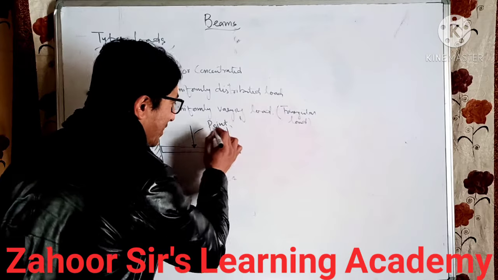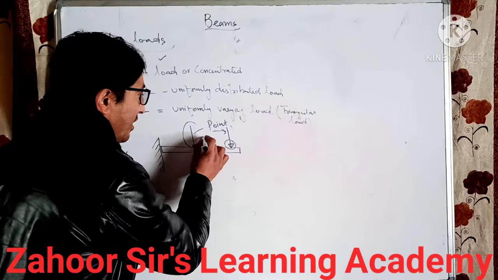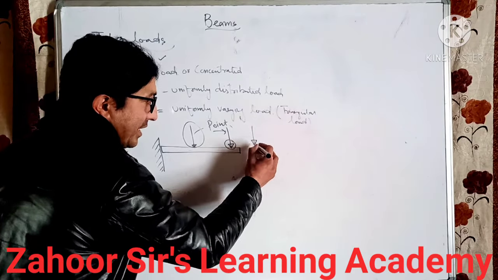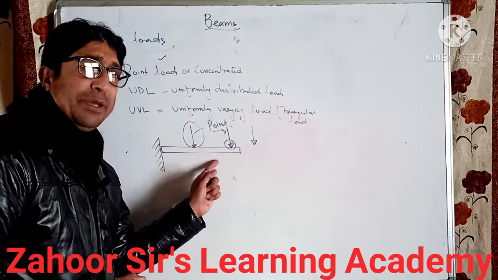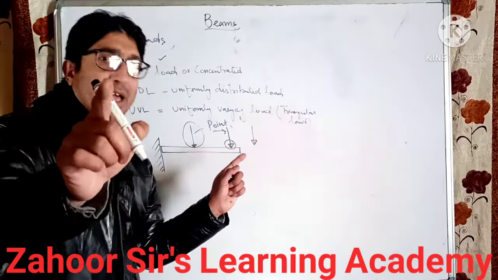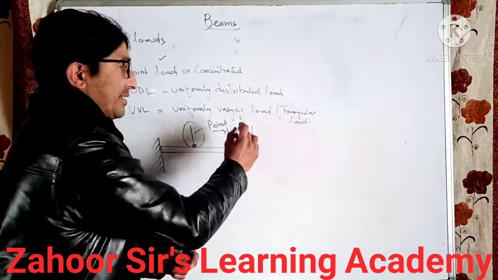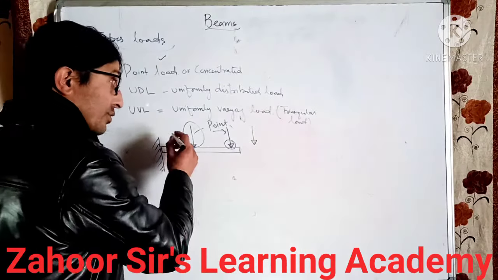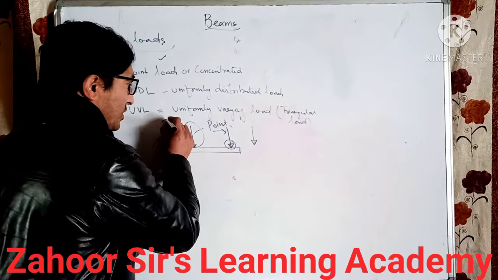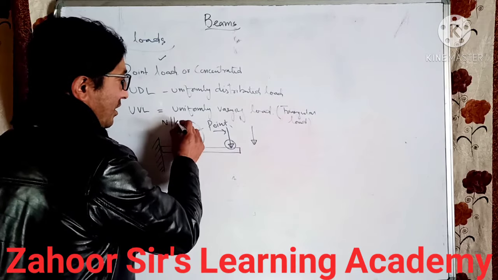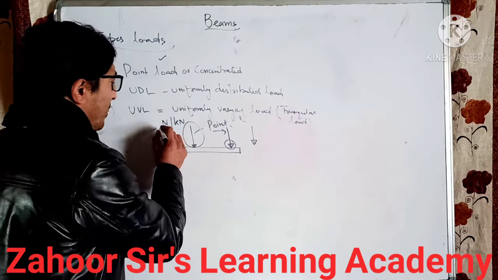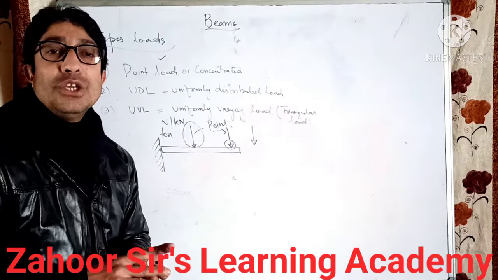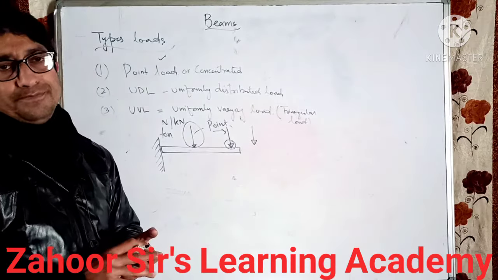And its graphical representation is like this: a line, then an arrowhead downwards. So when it is on the beam, you have to clearly say, yes, this is the point load. Its units are either in Newton, kilonewton, and so on, maybe tons or kgs. That is the unit of the point load.